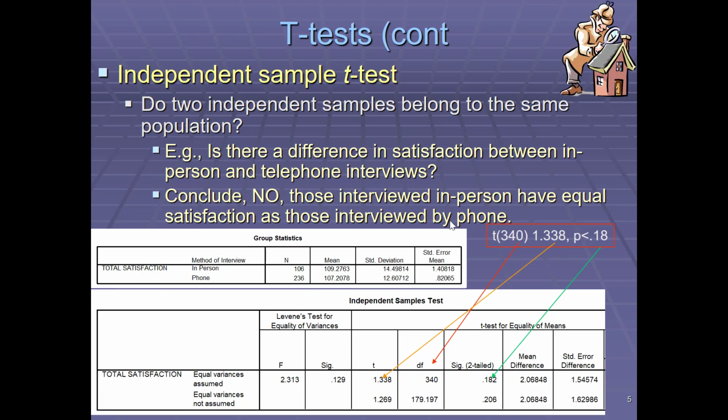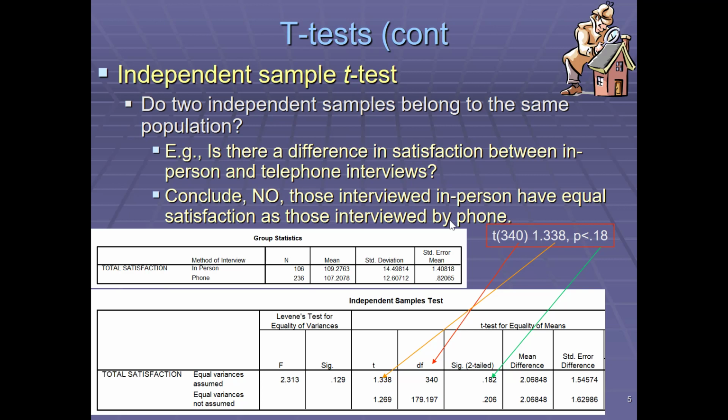So with your independent sample t-test, you can have a question like, do two independent samples belong to the same population? Is there a difference in satisfaction between in-person and telephone interviews? So when looking at the question, you're looking at two separate groups, right? You're looking at the ones that are doing in-person, and you're looking at the ones that are doing telephone interviews.